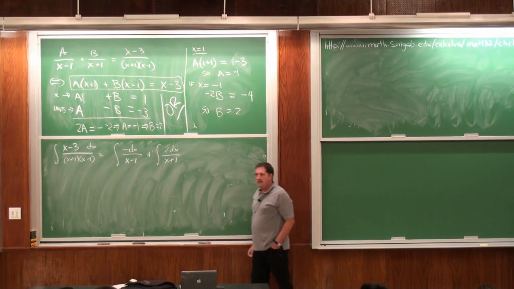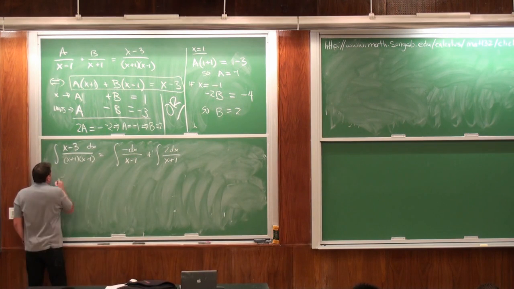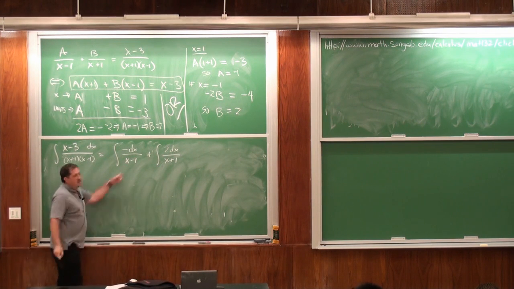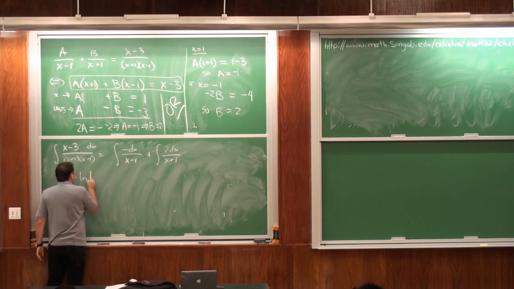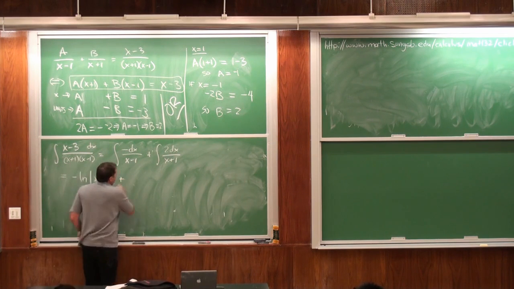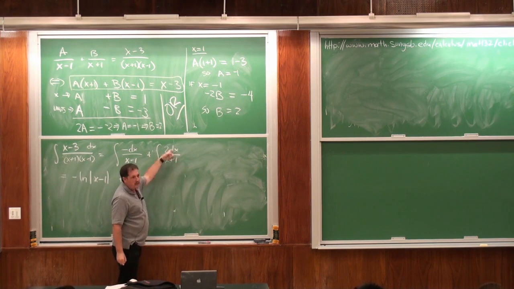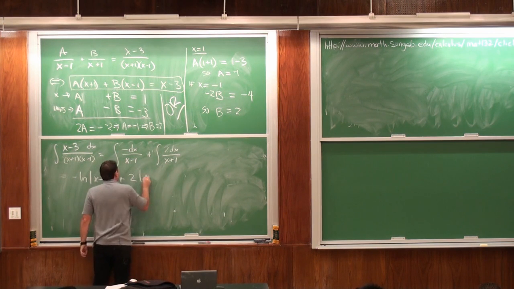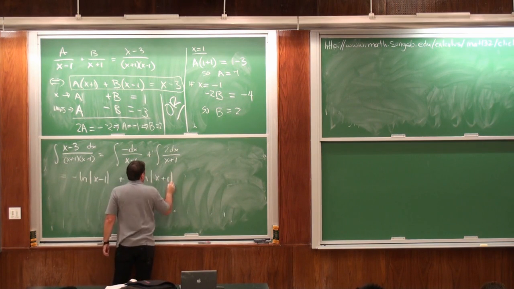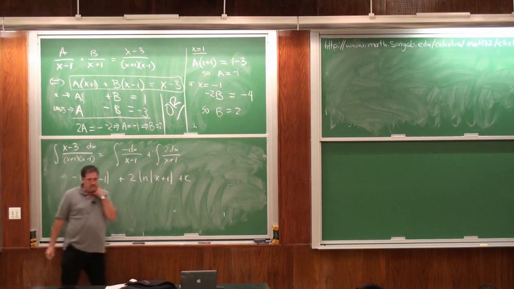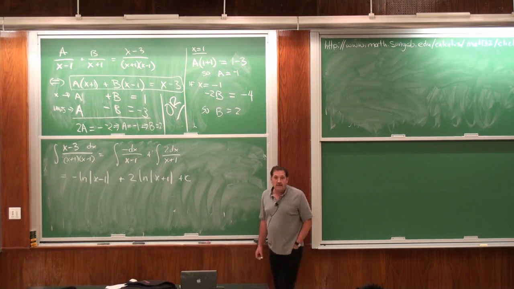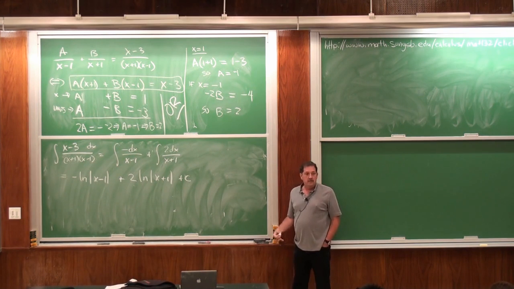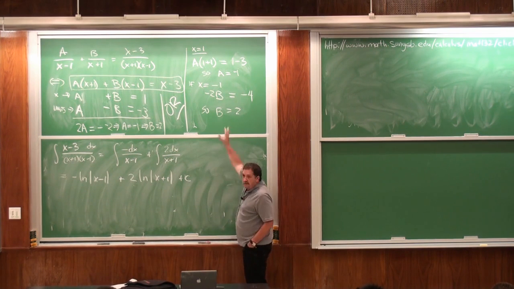And this is really easy. If I make the substitution u equals x minus 1, then I get 1 over u. So this is minus the log of x minus 1. And here I make the substitution u equals x plus 1, so I get 1 over u. So this is plus 2 times the log of x plus 1, plus the constant. Okay? So these are really easy once you get the hang of it. The hard part with partial fractions, as in most of calculus, is not the calculus, but the algebra. But this is pretty straightforward.